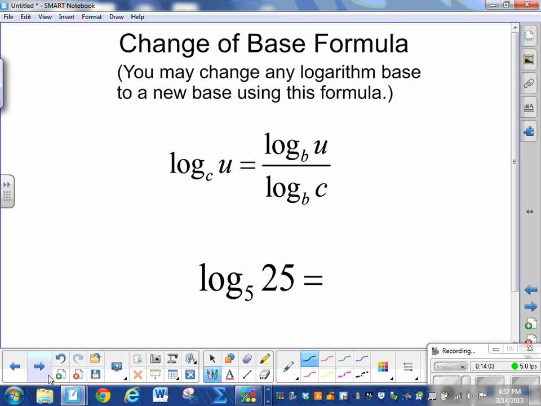All right, next part, change of base formula. This is the part that we missed in class completely. What the change of base formula is, you can change any logarithm base to a new base using this formula.